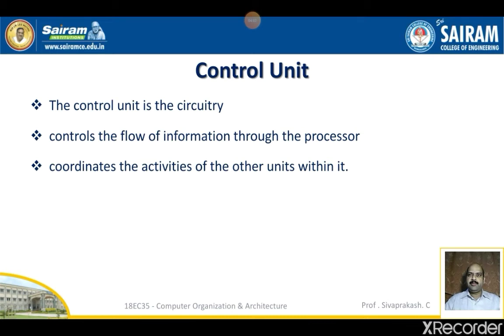Control unit. It is effectively the nerve center that sends signals to other units and senses their states. The actual timing signals that govern the transfer of data between input unit, processor, memory, and output unit are generated by the control unit. It acts as a supervisor of the computer. The control unit is a circuitry that controls the flow of information through the processor and coordinates the activities of the other units within it.